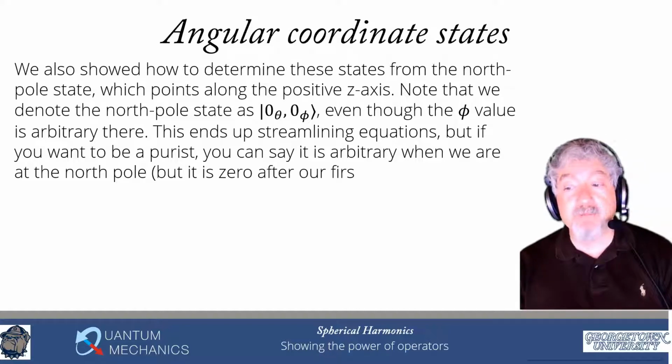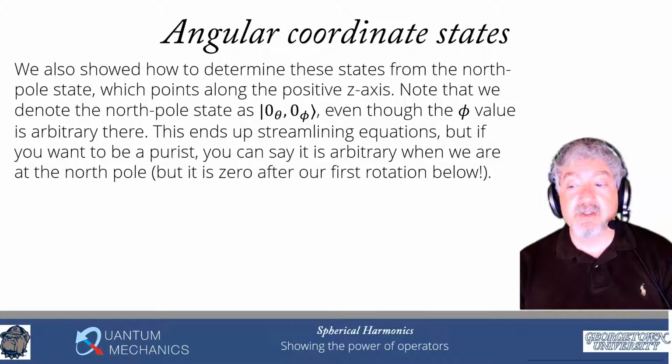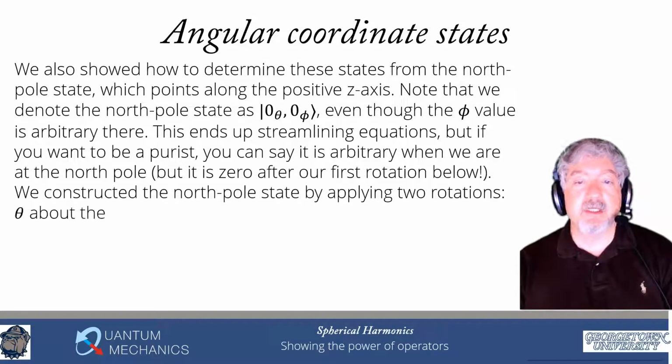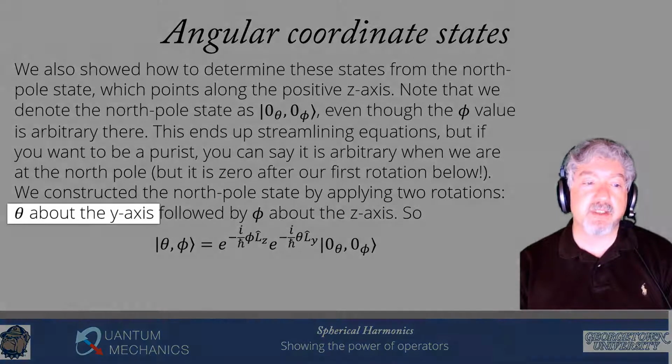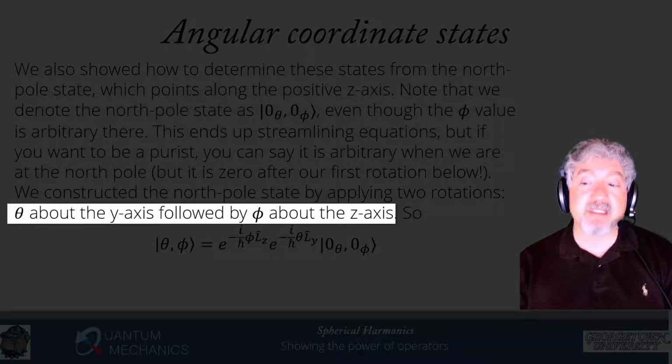But once we rotate off the North Pole, the value of theta phi is very important, and in the procedure that we're using to rotate off of the North Pole, it will be 0 once we do that rotation. And so that's another reason why picking it to be 0 is a reasonable thing to do in the equations that we're going to be writing down. Now, we constructed the state at theta phi from the North Pole state by applying two rotations. We rotated by theta about the y-axis, followed by a rotation by phi about the z-axis.